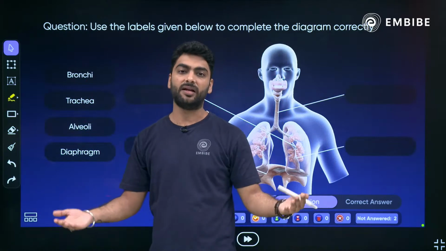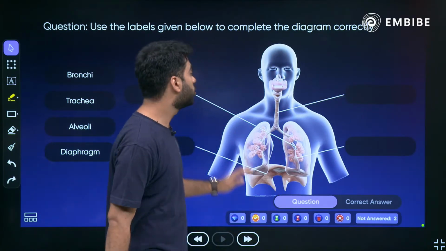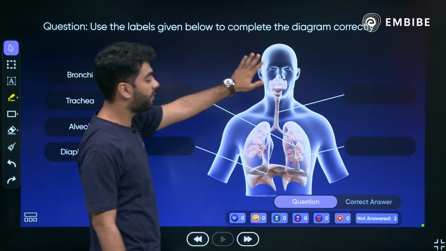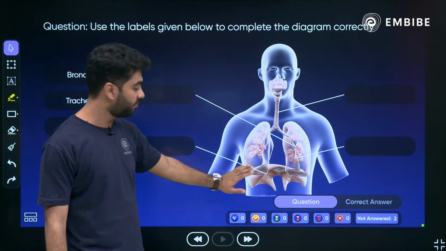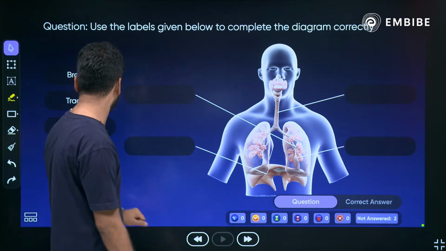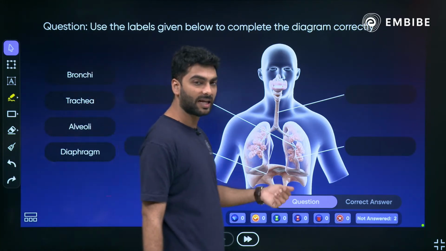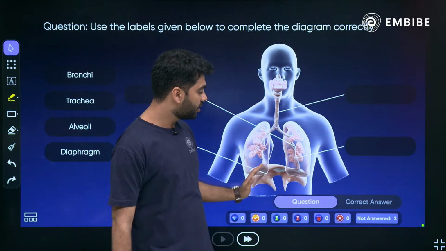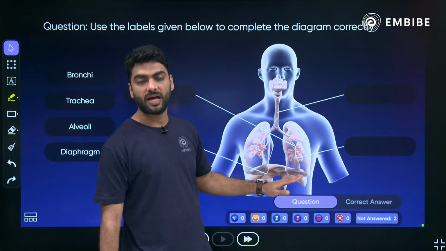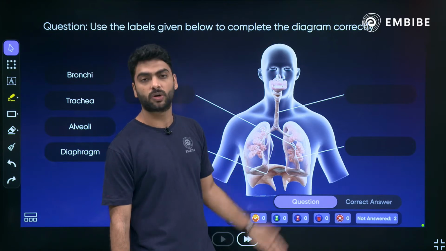Now, again, very easy question. Use the labels given below to complete the diagram correctly. Here we have got the human respiratory system with a dome-shaped organ. I don't want to tell you the name. I'll tell you about it later. All I can tell you is that when you breathe in, this dome-shaped tissue goes down, and when you breathe out, the dome-shaped tissue comes up.